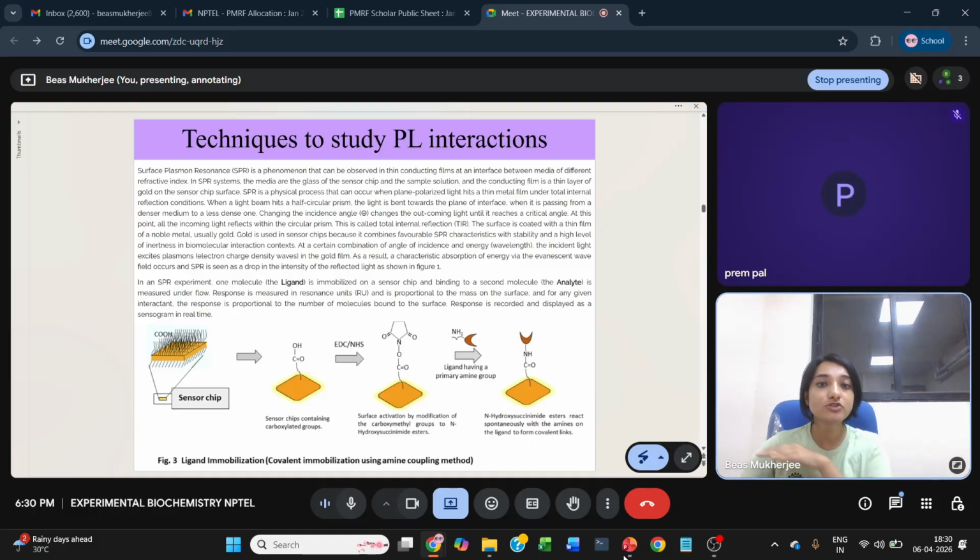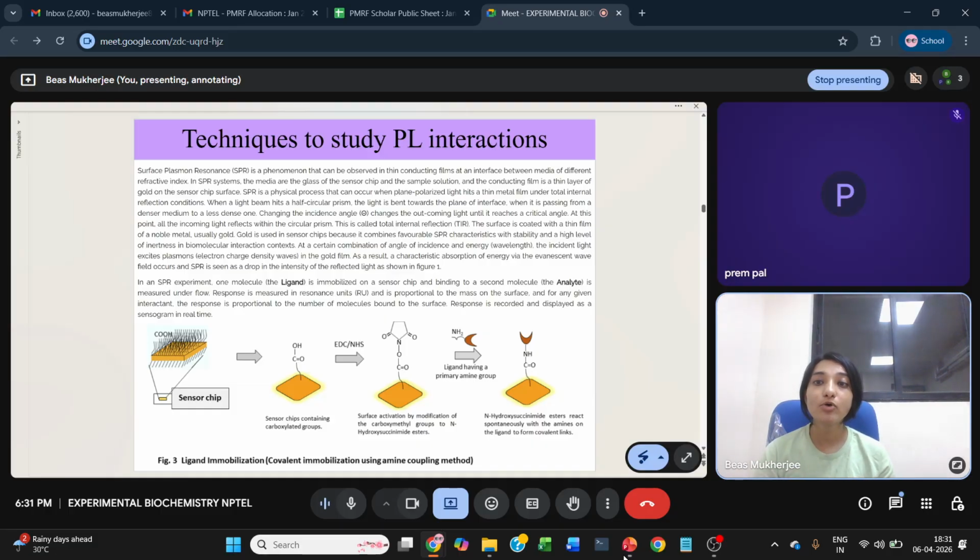Now, the surface is coated with a thin film of noble metal. Noble meaning not reactive. Usually gold. Gold is used in the sensor chips because it combines favorable SPR characteristics with stability. So gold is not reactive, which is one of the very important characteristics. With stability and a high level of inertness, it does not interact with the proteins that are immobilized on it.